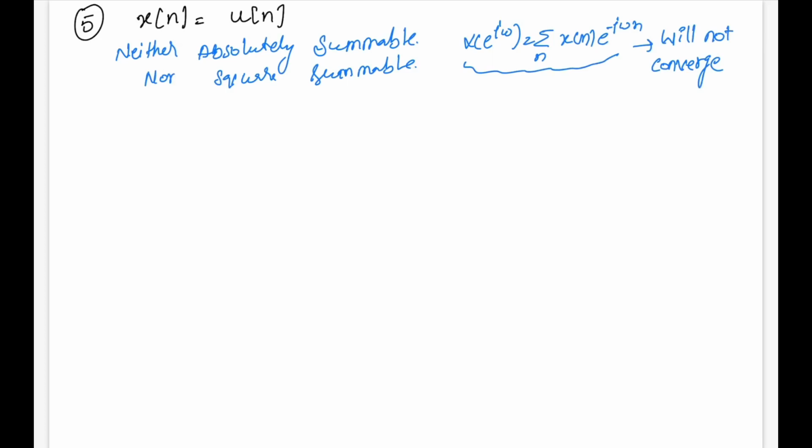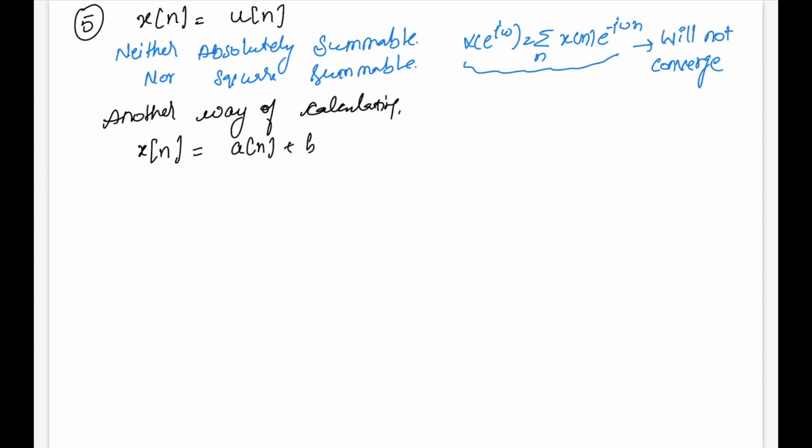Okay, so another way of calculating this is, let's assume that x[n] equals the summation of two sequences, where a[n] is 1 upon 2 and b[n] is 1 upon 2 signum n. Okay, so let's draw them here.